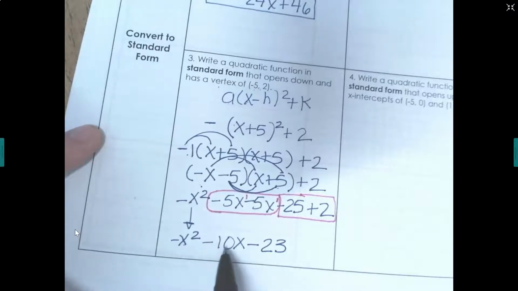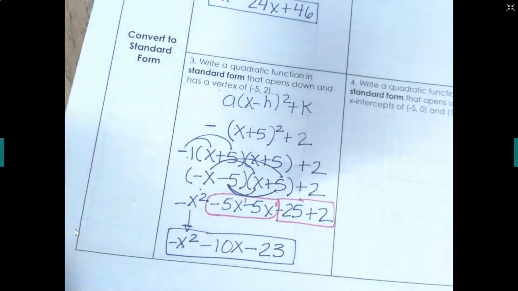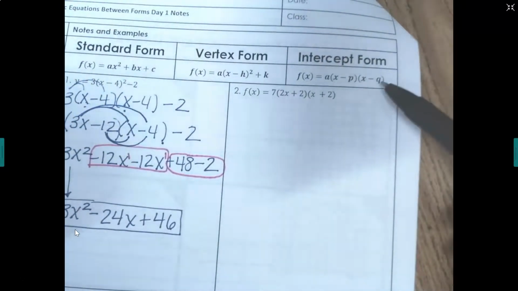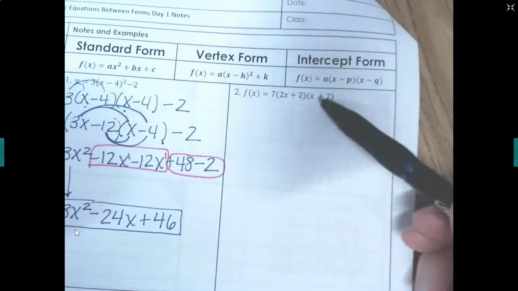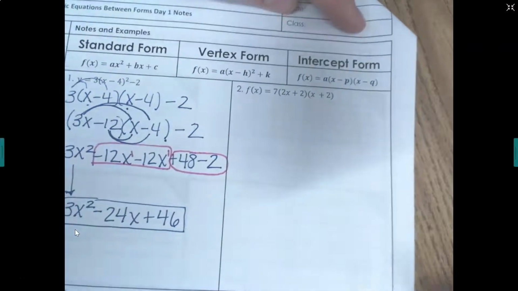Ax squared plus bx plus c, we are in standard form. Those were both taking vertex form to standard form. The other way that we're asking you to work these today is going from intercept form. So here's an example of intercept form where you have some a value and 2 parentheses. Remember, intercept form is really factored form.